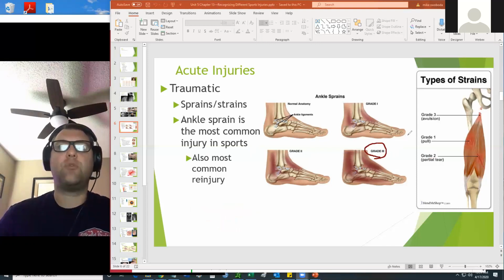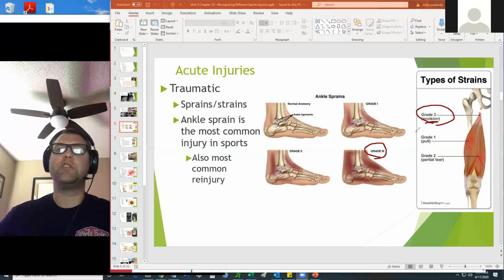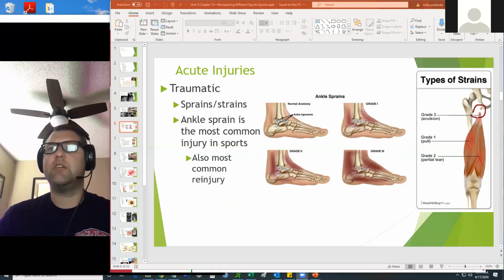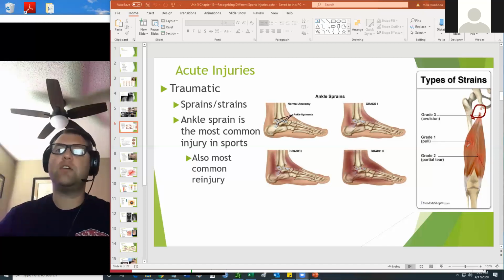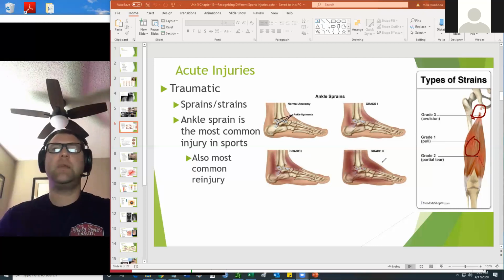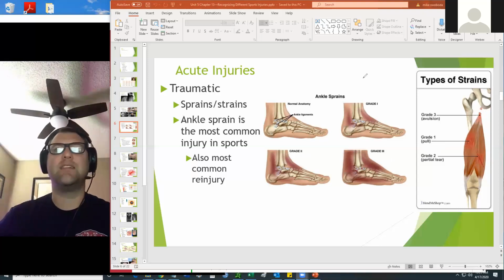When you get to grade 3, you may hear the term avulsion, or you may hear full thickness tear. This is a complete tear. You typically don't get grade 3 tears to the muscle belly. You usually only get grade 3 tears to a ligament or a tendon, because those are very easy to slice off or yank off. If you were to get a grade 3 tear to the muscle belly, it would be an extremely traumatic incident. There would be huge injury to your body. Most likely you're not going to be walking around from that.